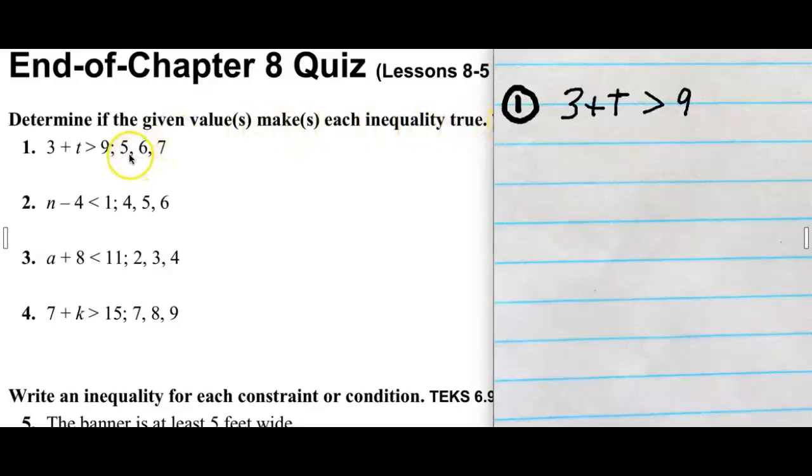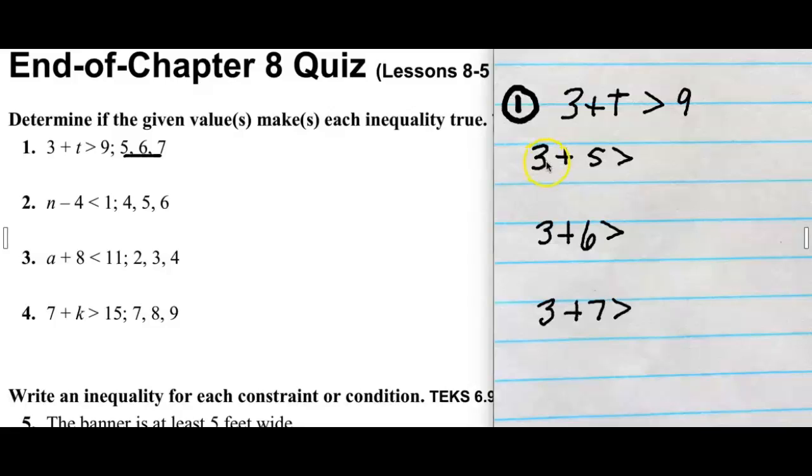Now, you might actually look at these values and know immediately which one is going to make it true, but if all you write is the answer, you're not getting full credit. So please do what I'm doing right now. You're going to write out each inequality. 3 plus, instead of writing t, you're going to replace it with 5 is greater than. Then you're going to write 3 plus 6 is greater than. Then you're going to write 3 plus 7 is greater than. Now we're going to go back and actually solve for the expression on the left, and then the last thing we'll do is see if the inequality is true or not.